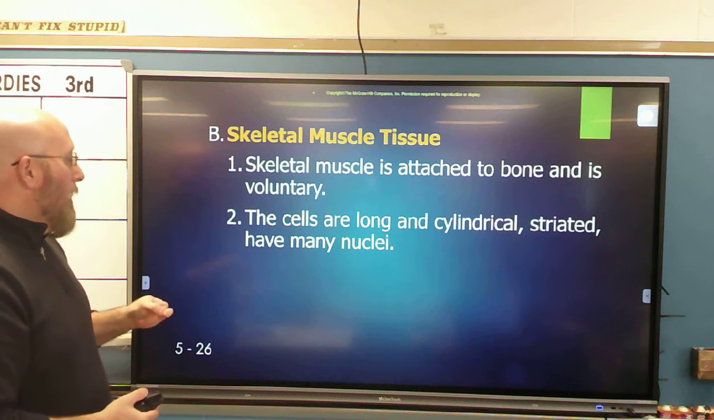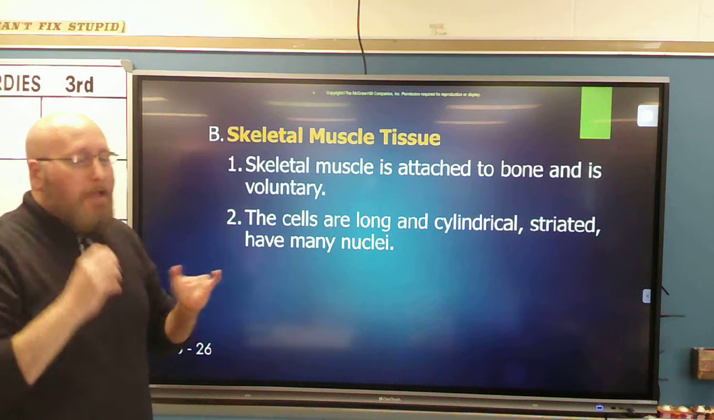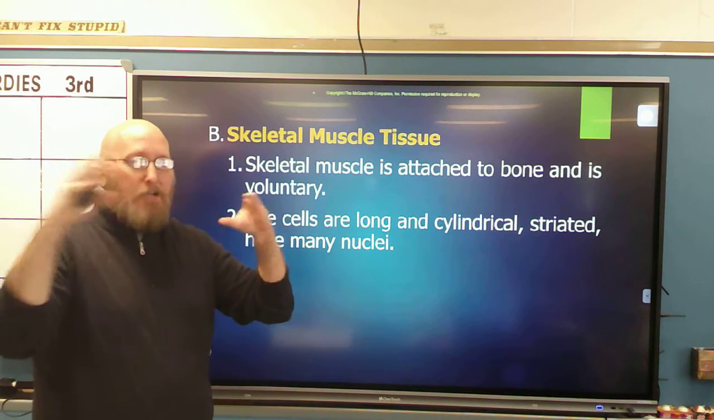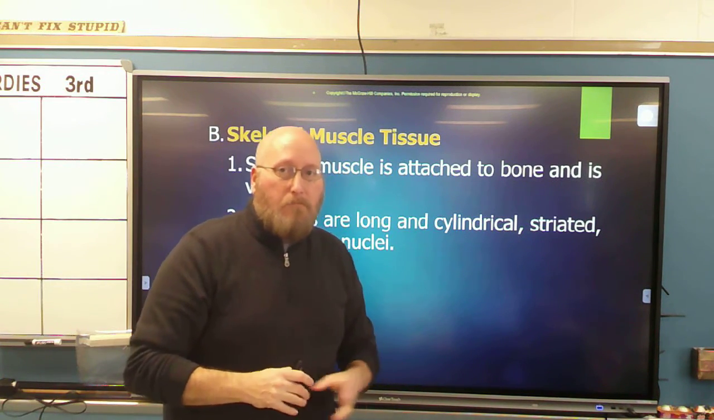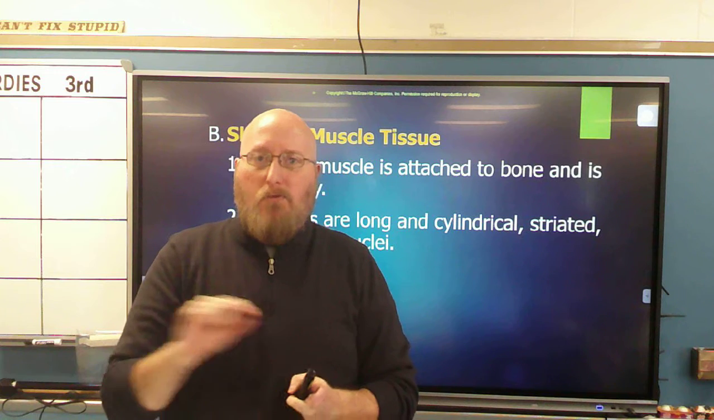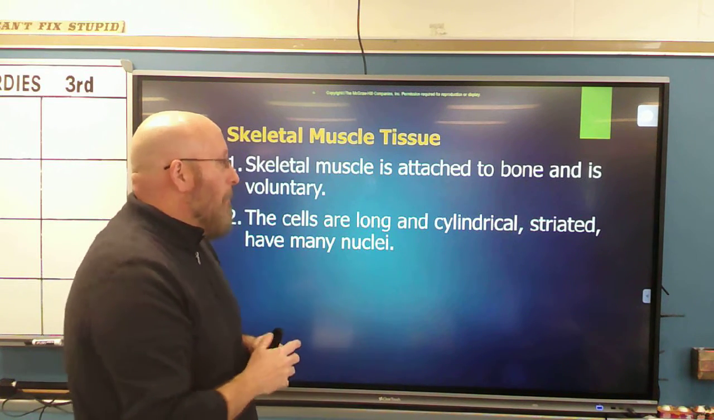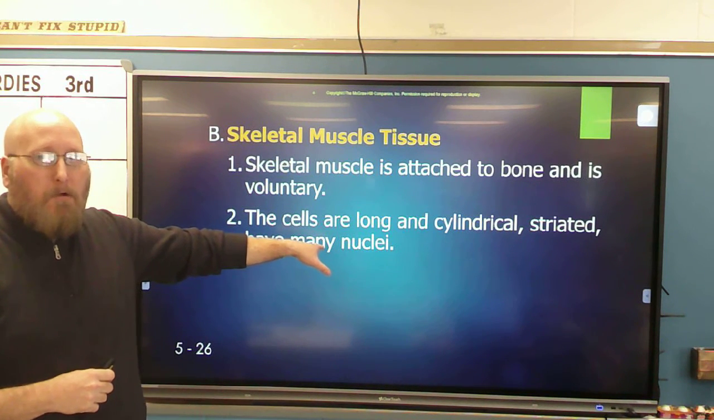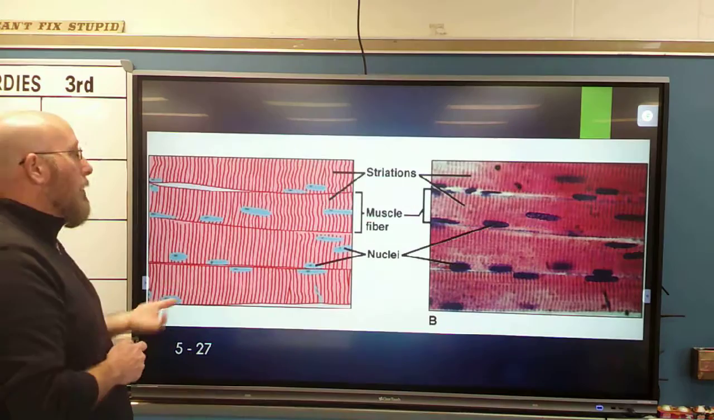Now, this type of skeletal muscle tissue, if you look at the cells, they don't look like any kind of cell you've ever seen. They're actually very long and cylindrical. They're also striated. What does that mean? Striated means they have stripes. So striations mean stripes. So these cells have little stripes in them, and they have a lot of nuclei. They're multinucleated, okay? So when we look at skeletal muscle tissue, this is what it looks like.